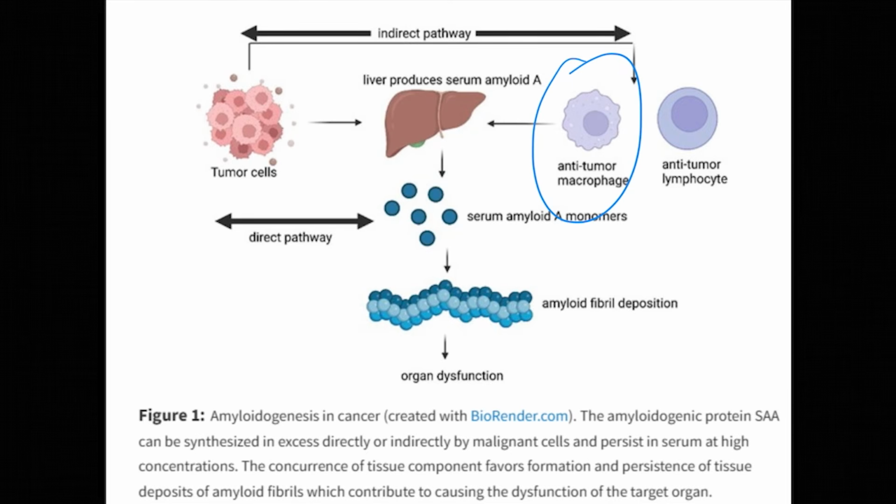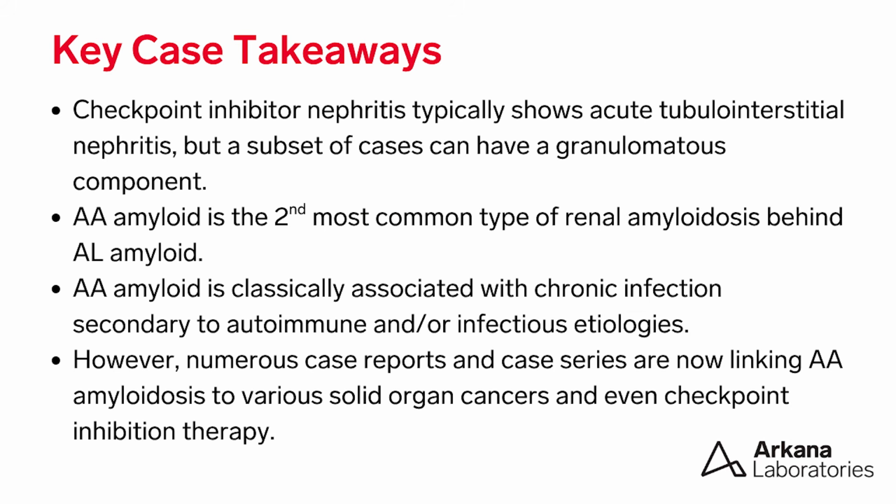Wow, this is a really interesting case. So to summarize, checkpoint inhibitor nephritis typically shows an acute tubulointerstitial nephritis, but a subset of cases can have a granulomatous component. AA amyloid is the second most common type of renal amyloidosis behind AL amyloid, and AA amyloid is classically associated with chronic inflammation, secondary to autoimmune and/or infectious etiologies. However, numerous case reports and case series are now linking AA amyloidosis to various solid organ cancers and even checkpoint inhibition therapy.